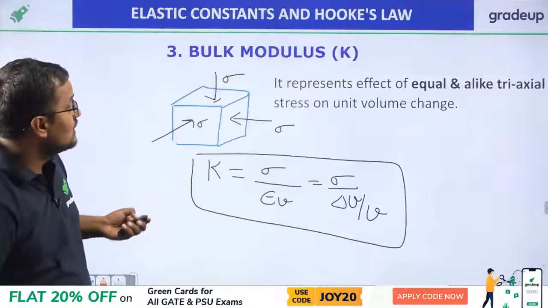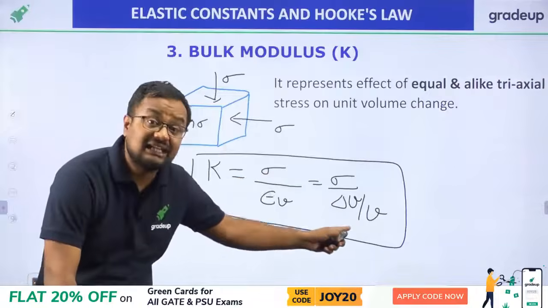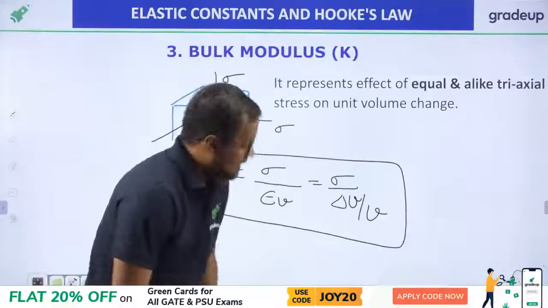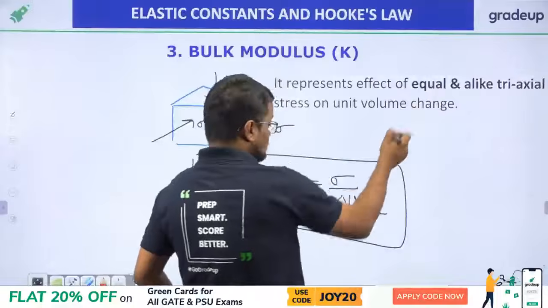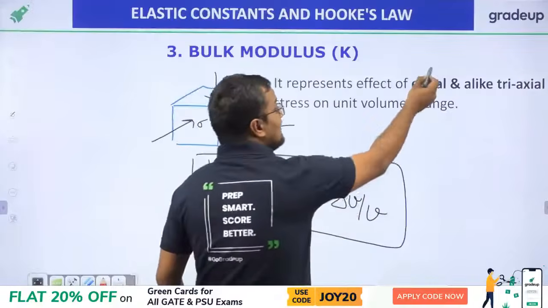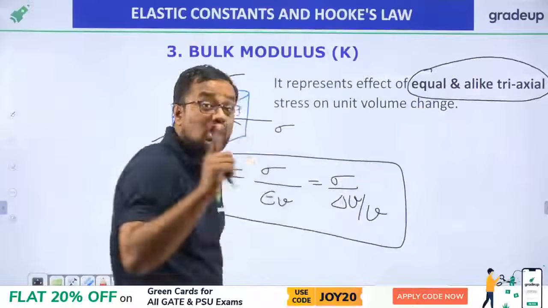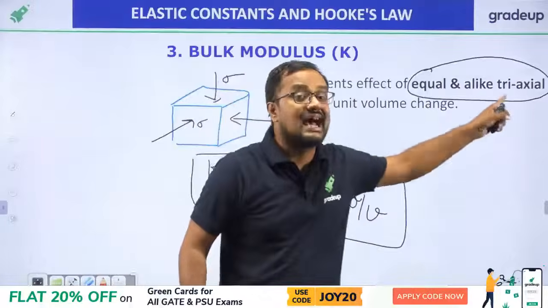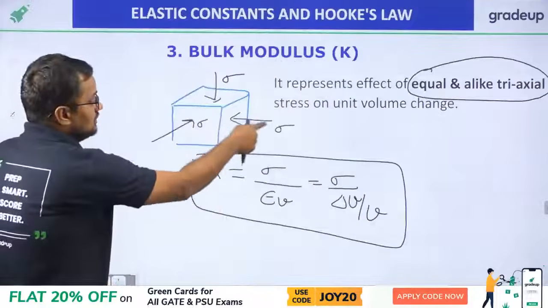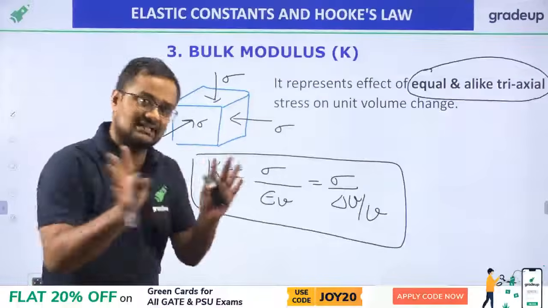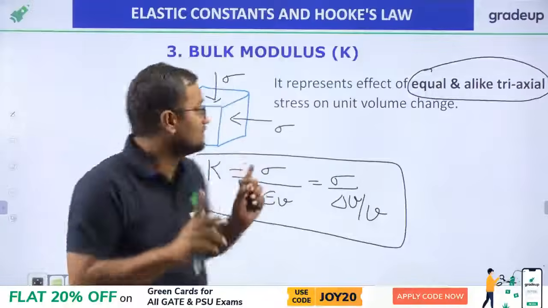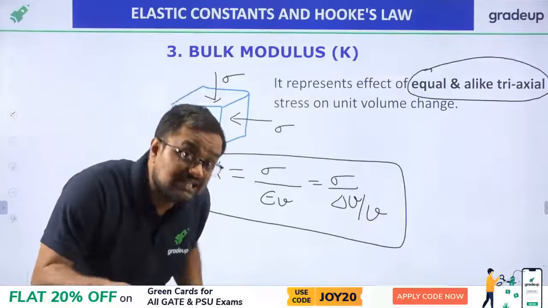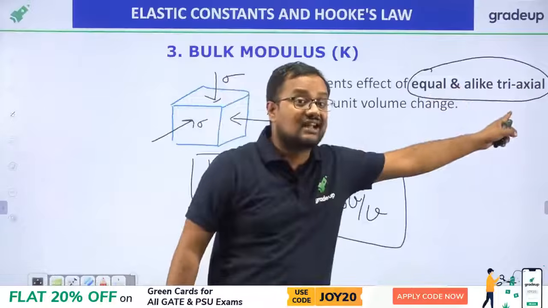You all know that bulk modulus is stress by volumetric strain, that is sigma by delta V by V. But you miss one point: bulk modulus is only and only derived or defined for equal and alike triaxial stresses. This means all three should be sigma, sigma, sigma. It may be tensile also, but in that case also the magnitude should be the same: sigma tensile, sigma tensile, sigma tensile.